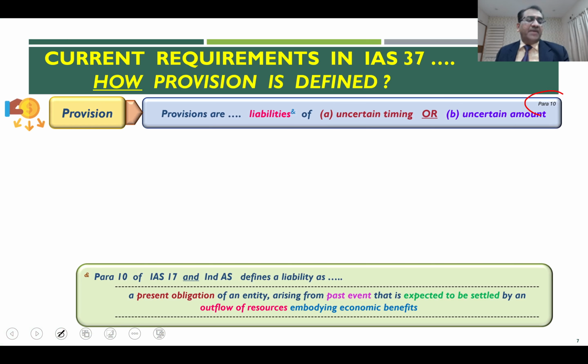I'm sure most of you would already be aware that paragraph 10 of IAS 37 and also Ind AS 37 defines provisions as liabilities of uncertain timing or uncertain amount. So therefore, basically, not all liabilities are provisions. Provisions are a subset of the liabilities. And also, Para 10 has defined liabilities. So, paragraph 10 of Ind AS 37 and IAS 37 defines liability as a present obligation of an entity arising from past events, which is expected to be settled by way of an outflow of resources embodying economic benefits. Now, this is how the liability has been defined.